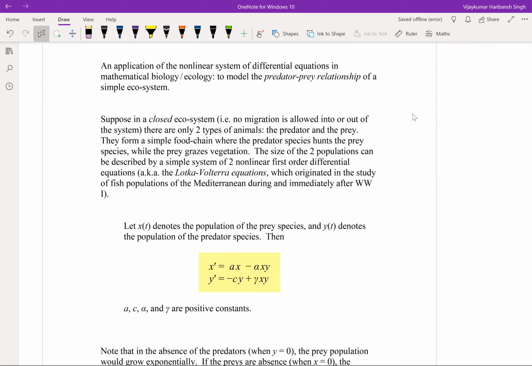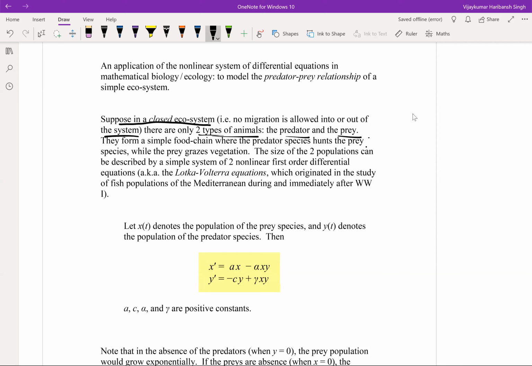So consider the following closed ecosystem. The ecosystem is closed means there's no migration allowed in and out of the system, and there are only two types of animals. One is a predator and the other one is prey. They form a simple food chain where a predator species hunts the prey, and then the prey basically grazes the vegetation and they increase or decrease, right?